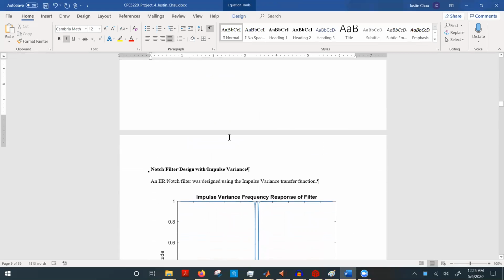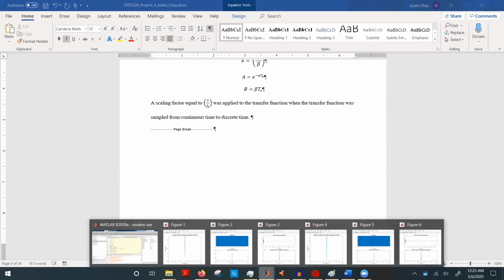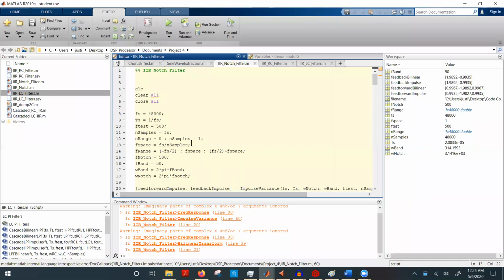All right, so with that theory out of the way, we're going to talk about it in MATLAB. So in MATLAB, I have the sample frequency set to 48,000. So I'm going to set my notch frequency to 500 hertz right here.